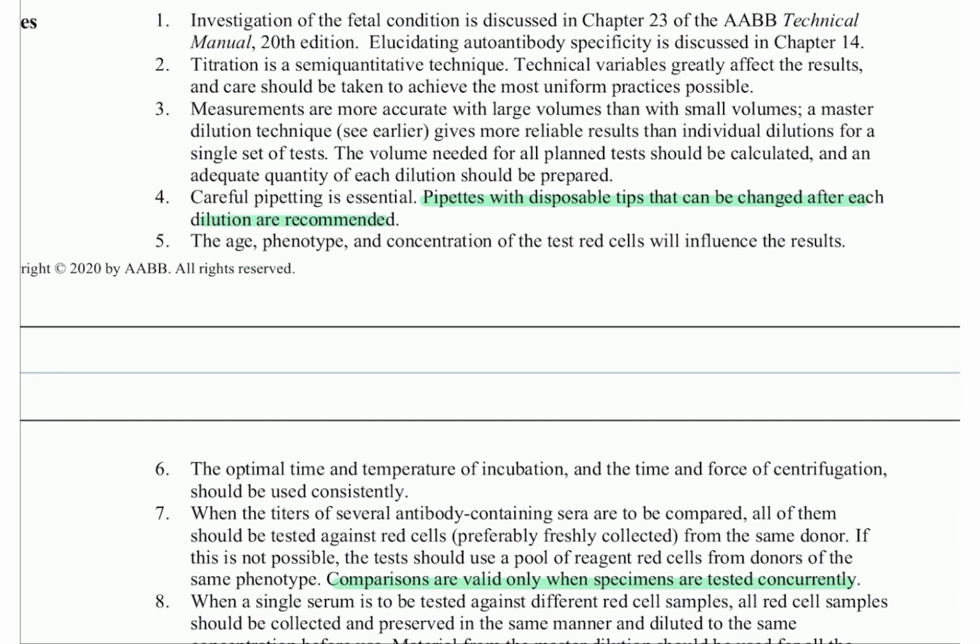Also, when the titers of several antibody-containing sera are to be compared, all of them should be tested against red cells from the same donor, preferably. If this is not possible, the test should use a pool of reagent red cells from donors of the same phenotype. Comparisons are valid only when specimens are tested concurrently.